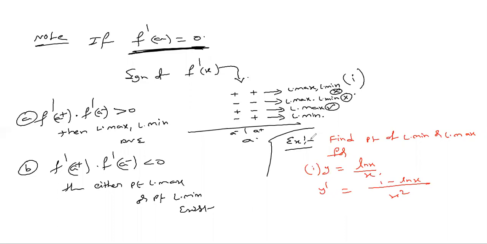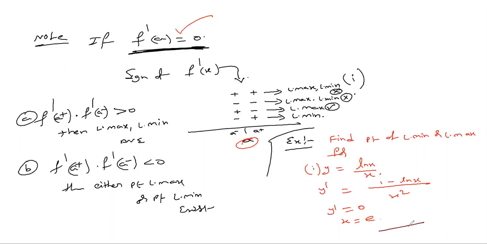First, we have to take f' of something equal to 0. So make y' equal to 0 and find the points where differentiation becomes 0. That means x should be e. Whenever x is e, differentiation becomes 0. Now we have to think about the sign of f'(x) at the right and left of a, which in this particular problem is e.